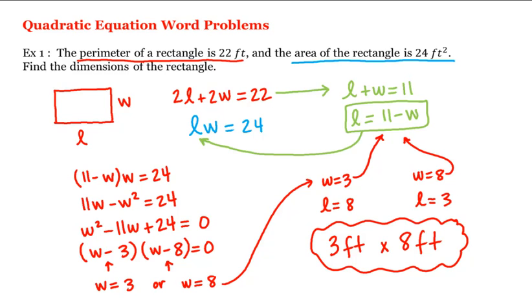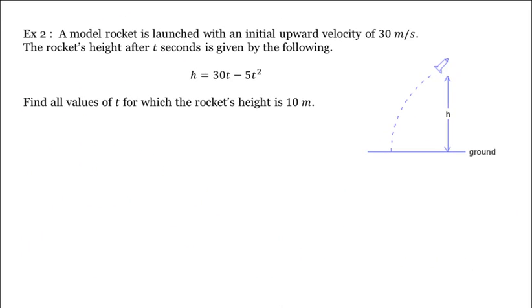All right, let's look at another example. A model rocket is launched with an initial upward velocity of 30 meters per second. The rocket's height after t seconds is given by this equation here. Find all values of t for which the rocket's height is 10 meters. So we're launching this rocket from the ground, and we want to know the time at which its height is 10 meters. But then it's going to come back down, and we want to know the other time at which its height from the ground is 10 meters.